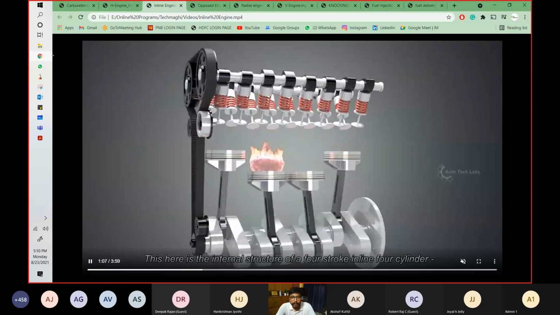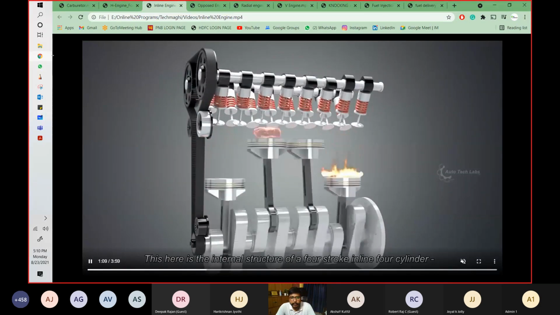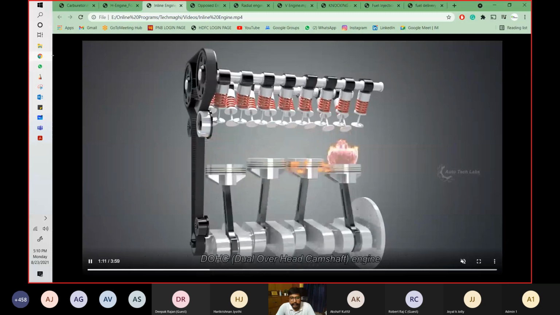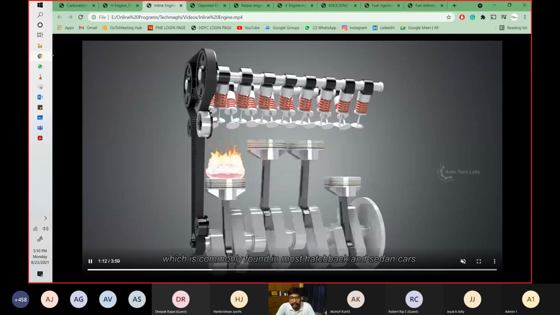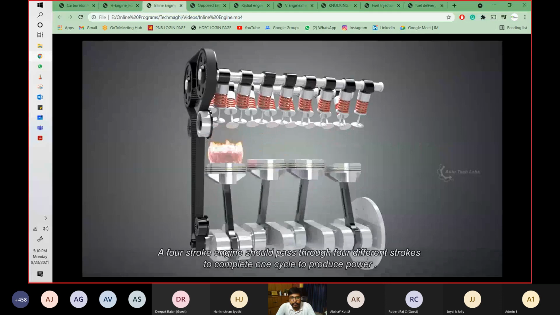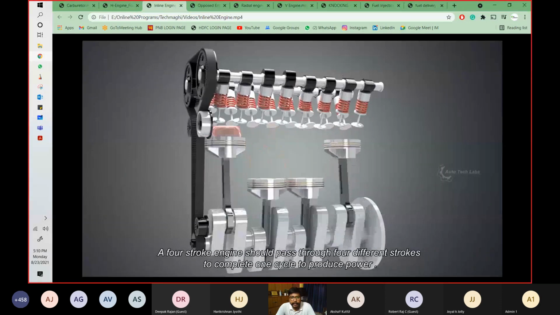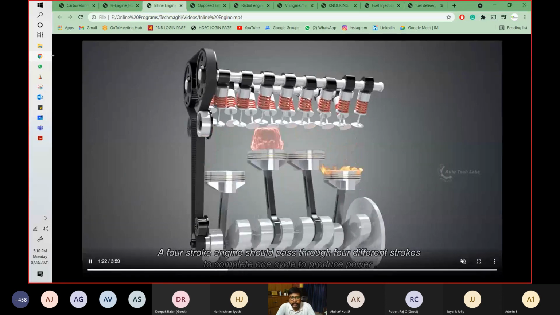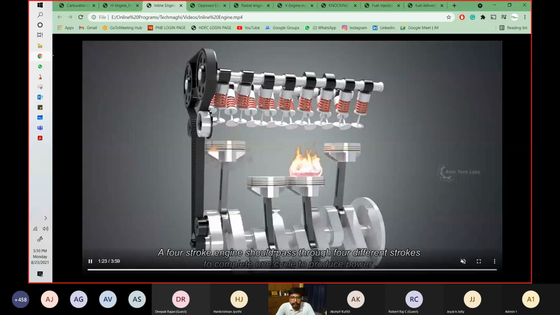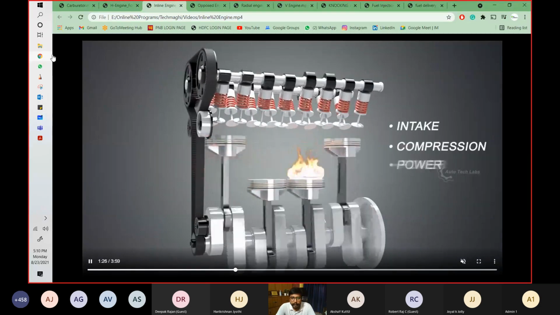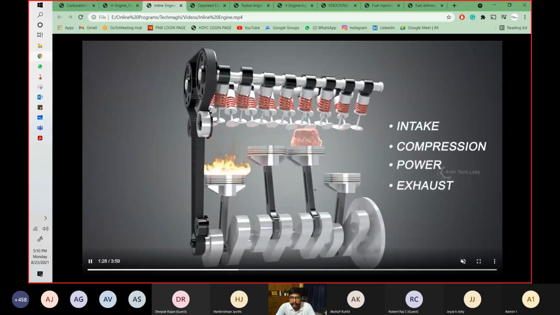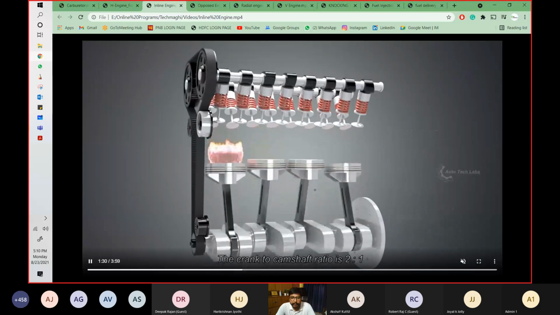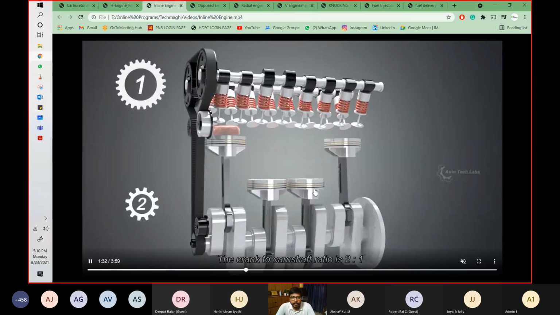So this is how you will see that inline engines are working. Everything is in order now. You will see that the sparks are happening and the power is uniformly produced in this way. So this is an inline engine. Again, the intake, compression, power, every stroke is happening here also.